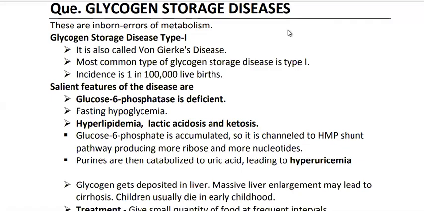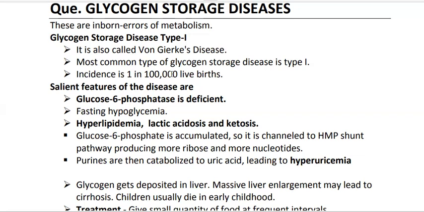Glycogen storage diseases are inborn errors of metabolism. Glycogen storage disease type 1 is also called Von Gierke's disease. The most common type of glycogen storage disease is type 1.